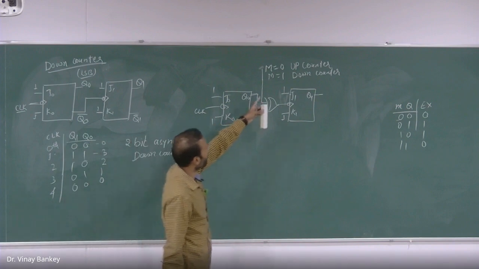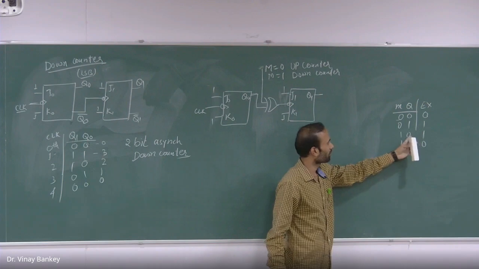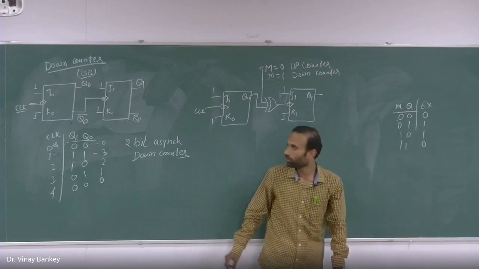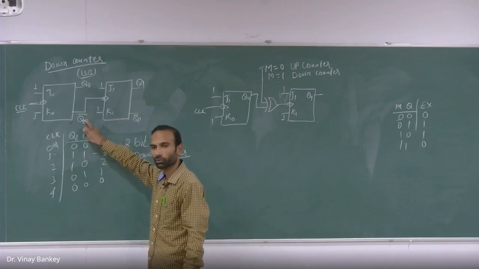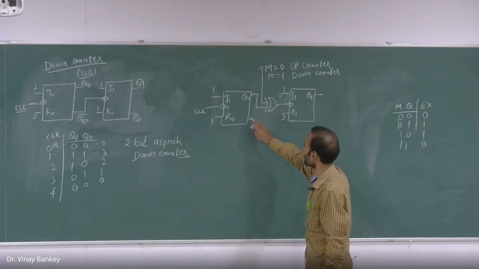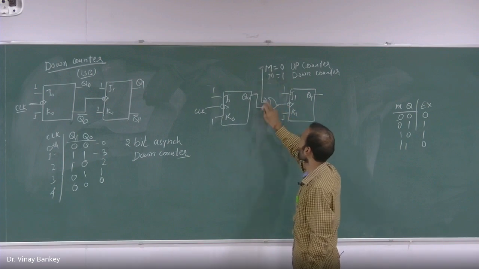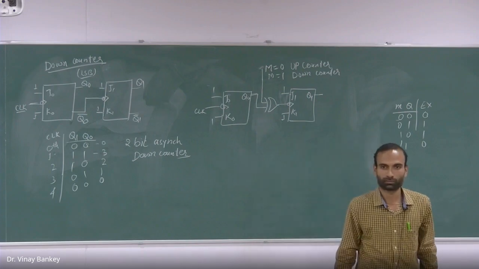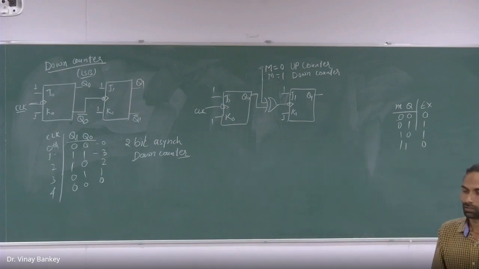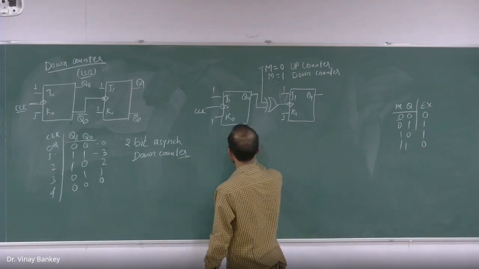When M is equal to 1, what will happen? The output of XOR gate will be the complement of the Q, and that we need for the down counting. This is what? Q bar is just the complement of Q naught. So instead of connecting a wire from here, we can just connect one XOR gate and give one mode input as the input of this XOR gate, and we can have one up/down counter. And this is your up/down counter, 2-bit.